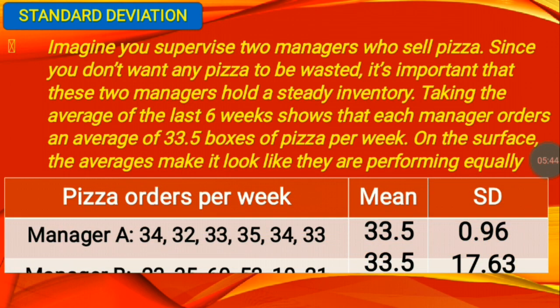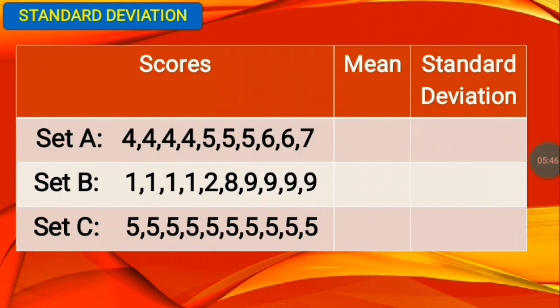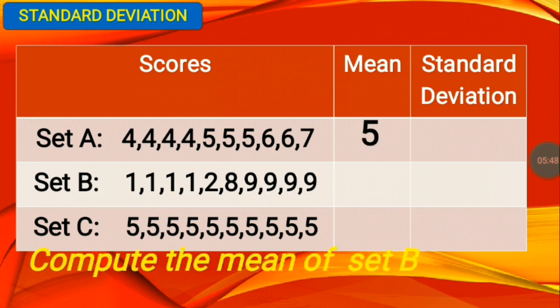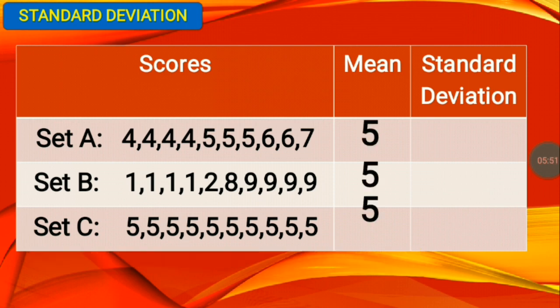Basically, it shows that the standard deviation tells us how spread out our data is from the mean. For set A, as you can see, you have 4, 4, 4, 4, 5, 5, 5, 6, 6, 7. The standard deviation is 1. It means to say that the data is just clustered around the mean. It's just near the value, which is 5.